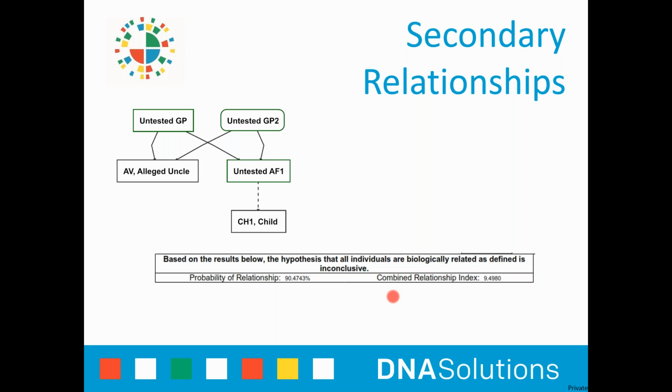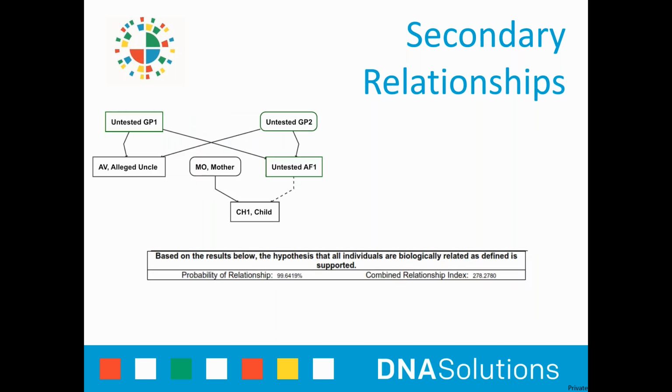Everyone tested had a full profile, and the alleged father and grandparents in this scenario are deceased, so we don't have anybody else to test. The father's full sibling was the only one available. He's the only available relative, so what can we do?